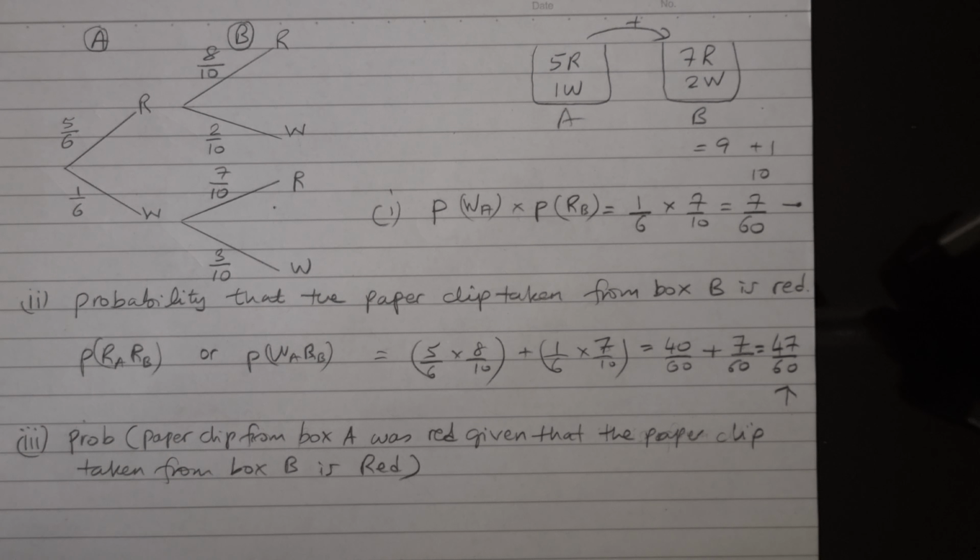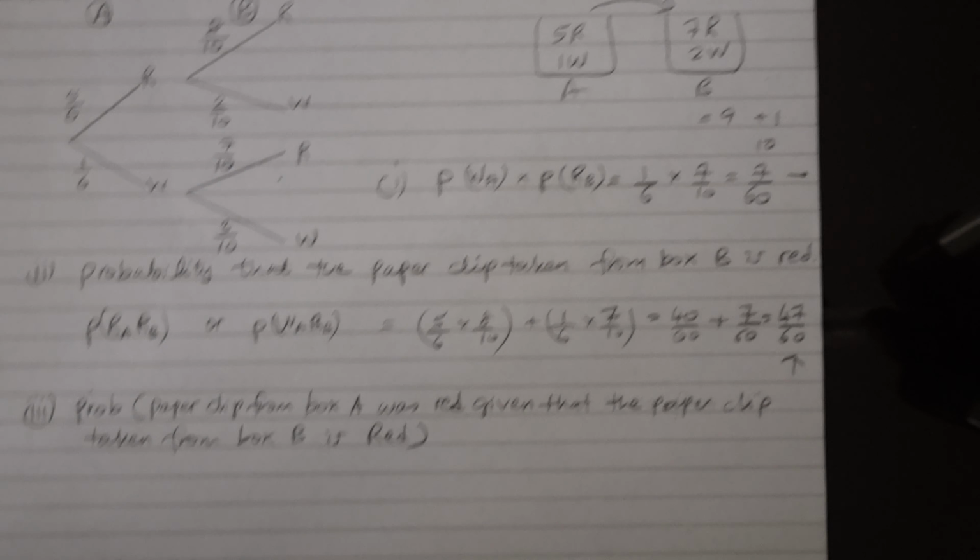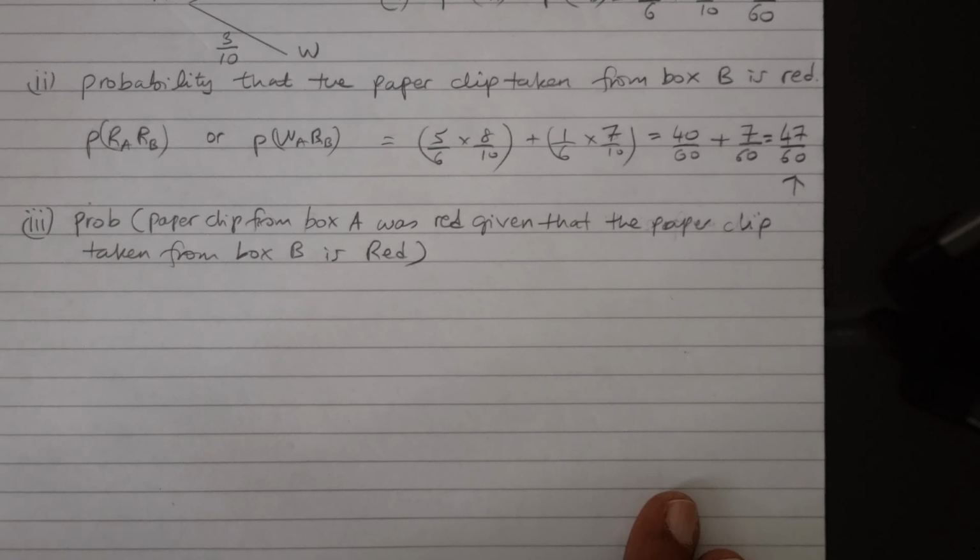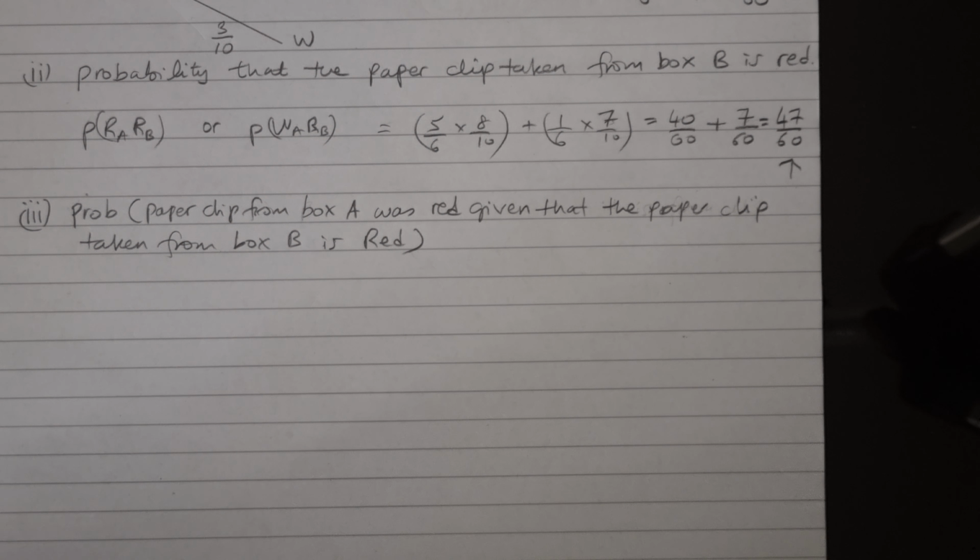So now we have conditional probability: to find the probability that the paper clip taken from box A was red, given that the paper clip taken from box B is red.